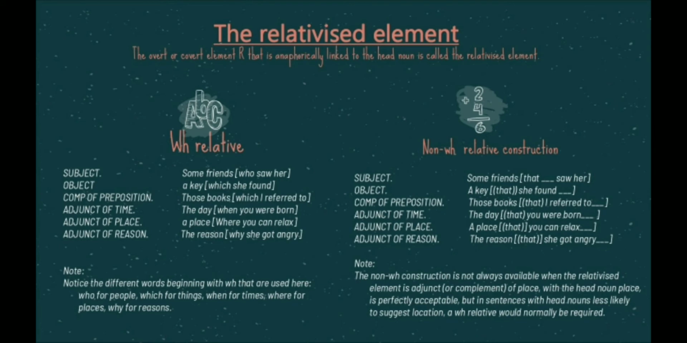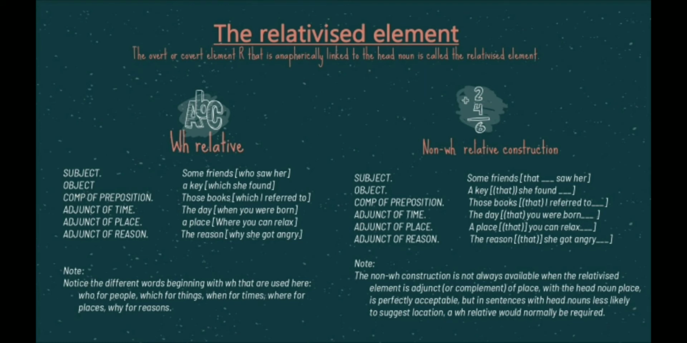The day when you were born. The relative here is adjunct of time. A place where you can relax. The relative here is adjunct of place. The reason why she got angry. The relative here is adjunct of reason. Notice that different words beginning with wh are used here: who for people, which for things, when for times, where for place, and why for reasons. In all the examples here we call it overt element relative because it uses a wh relative as the connector.